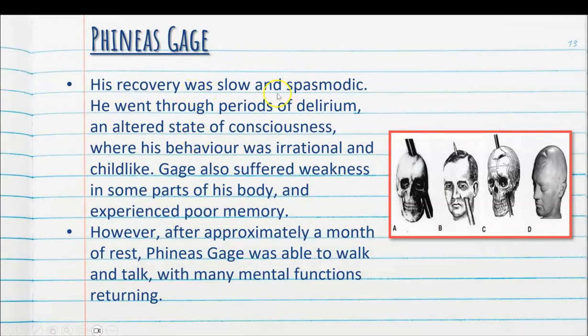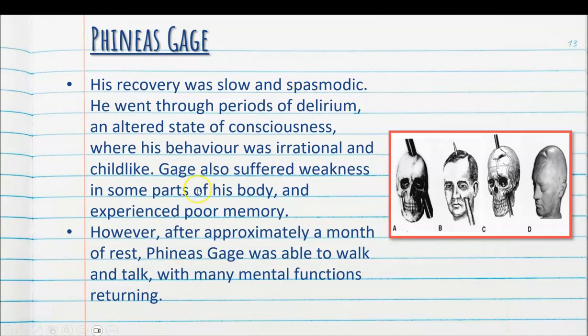So his recovery, probably not surprisingly, was slow and very variable depending on the time of day, and there were a lot of difficulties that he encountered. So his recovery was very slow and spasmodic. So he went through periods of delirium, an altered state of consciousness on occasions, again depending on the time of day, where his behavior was irrational. It often was very childlike in some instances. He also suffered weakness in some parts of his body and experienced poor memory.